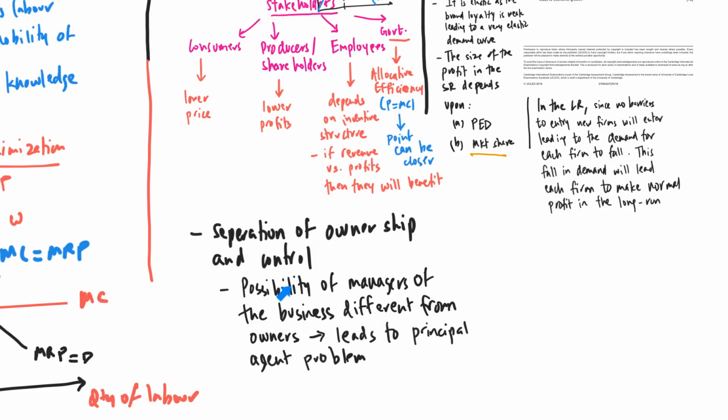Then we could talk about some ideas about the separation of ownership and control. For example, when the shareholders own the company, but the company is being managed by the managers, there could be a problem of the separation of ownership and control. The possibility of managers of the business being different from owners leads to what we call the principal agent problem, where the principal is the shareholder and the agent is their representative, which is basically the managers, who may not have the same goal: the maximization of profits.